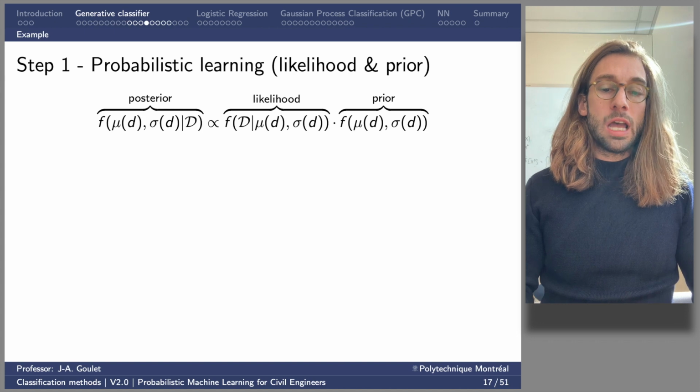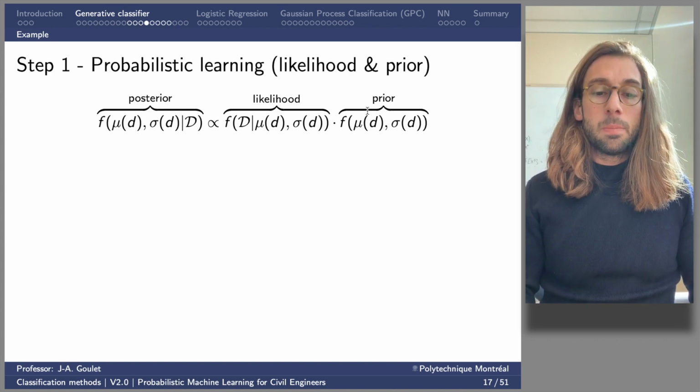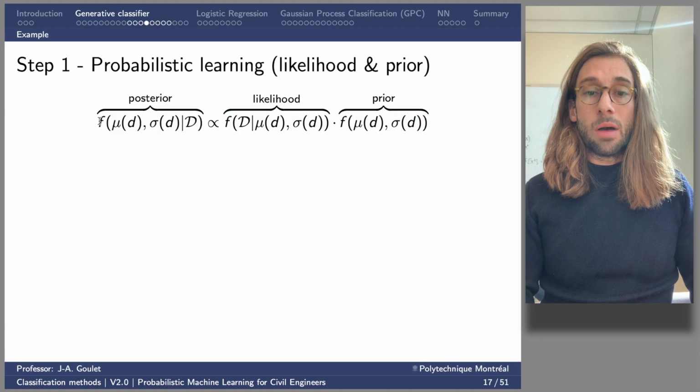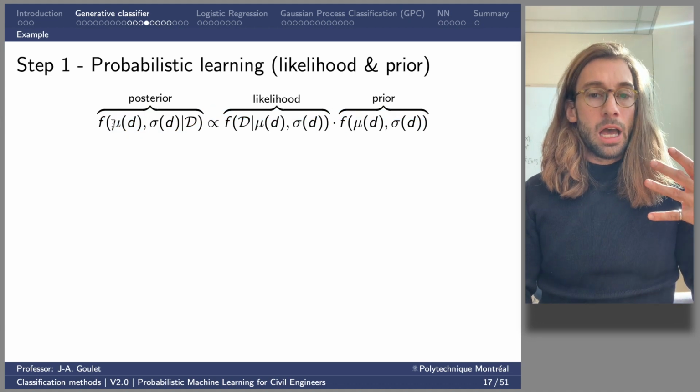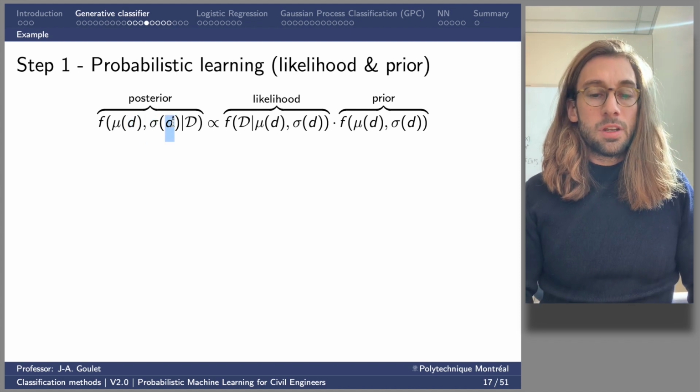Okay, so first step is to do the probabilistic learning. We need to define what are the likelihood and the prior. We're looking for that posterior, the posterior PDF for the parameters. The parameters here are my expected value and standard deviation for all the possible damage indexes given data.